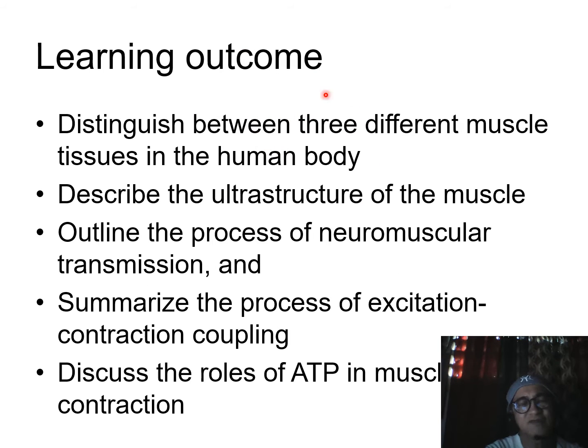At the end of this video lecture, you're expected to distinguish between three different muscle tissues of the human body, describe the ultrastructure of the muscle organ and the muscle fiber, outline the process of neuromuscular transmission, summarize the process of excitation-contraction coupling, and finally discuss the roles of ATP in muscle contraction.